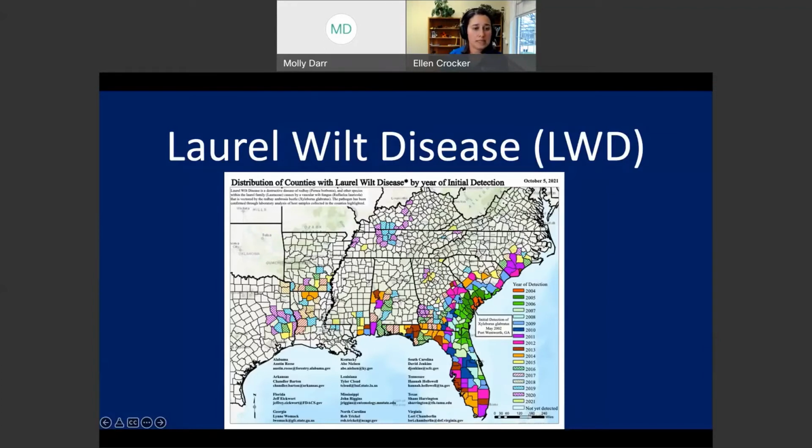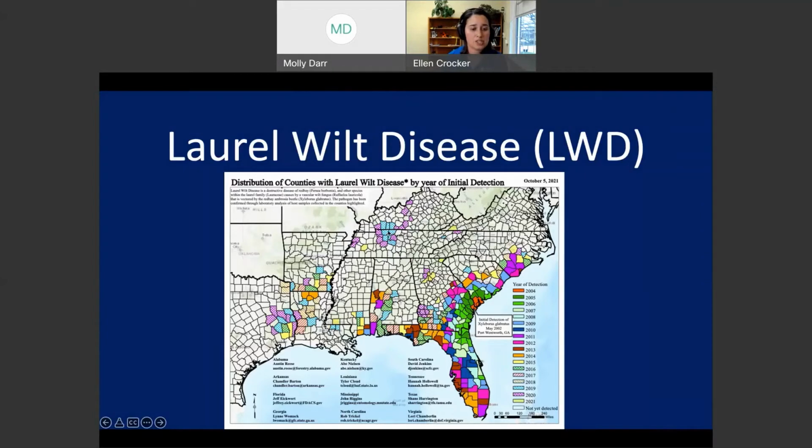Just more recently, it made its leap over into my neck of the woods, over in Kentucky. And obviously, this did not happen naturally, right? This is something that undoubtedly someone accidentally moved in some contaminated material, some maybe firewood that had laurel wilt disease, or maybe someone that liked the beautiful staining that it causes. Who knows? We're not going to know how it arrived.